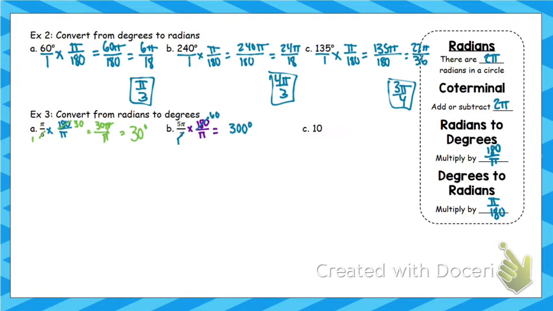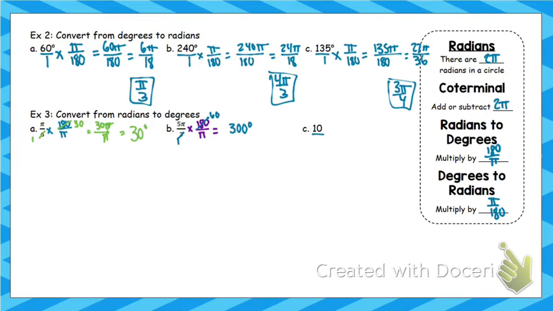So this last one's a little bit tricky. Most of the radian values that we're going to use in this class are going to be in terms of pi. However, they don't have to be in terms of pi. You can have 1 radian or 3 radians. We typically talk about them in terms of pi because those are the nicer angles that we'll work with more, but it is possible to have a single radian.